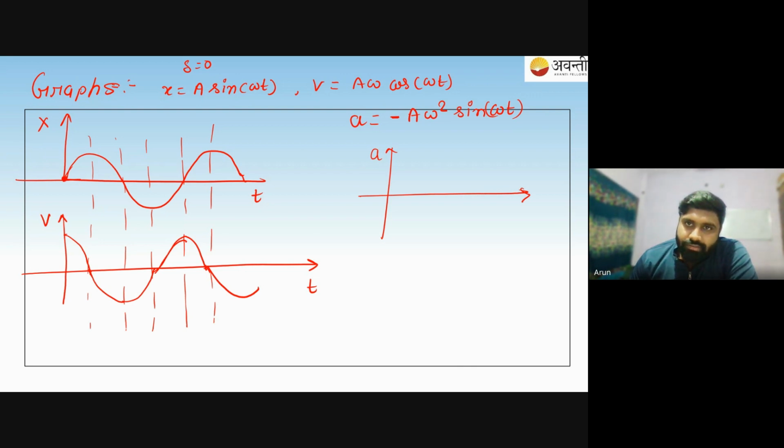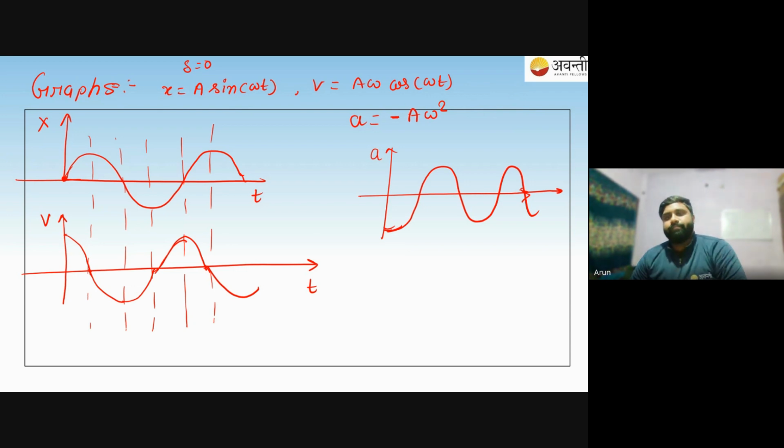So if you consider it to be theta, when sine theta is equal to 0, this has a value of minus a omega square. So the graph will start from here, and it will go like this. And this value is minus a omega square. So these are the graphs x-t, v-t, and a-t. I hope you got it. Now move on to the next.